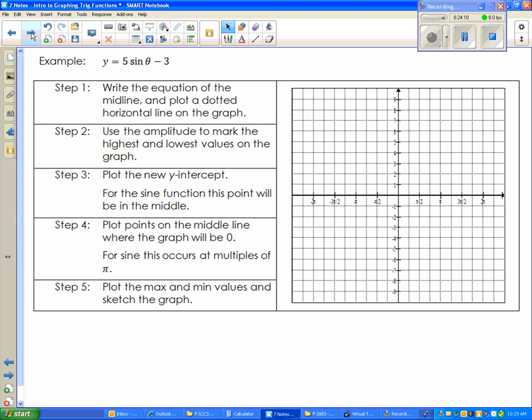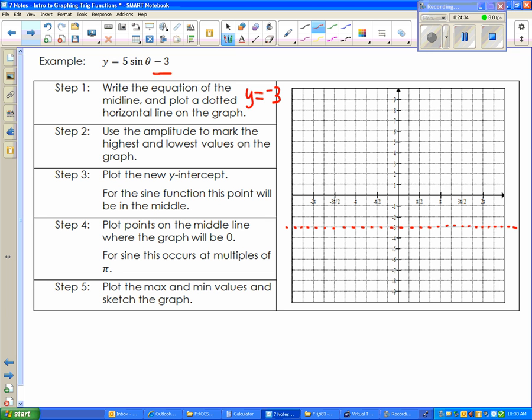You always want to start with the midline. So go ahead, and step 1 is to write the equation of the midline. In this case, it would be y equals negative 3. And remember, if it's a y equals, it's always going to be a horizontal line. And make it dotted. If you make it solid, then it indicates that it's part of the graph. And it's really not. It's just there to help guide you as you're plotting the rest of the curve.